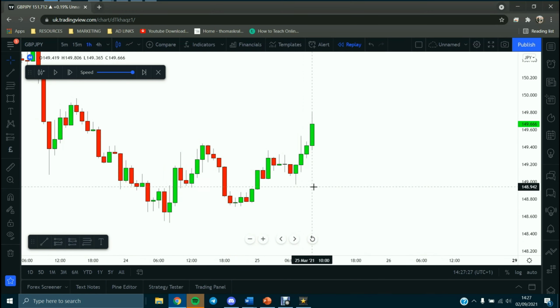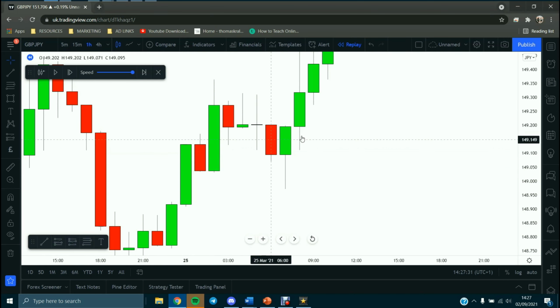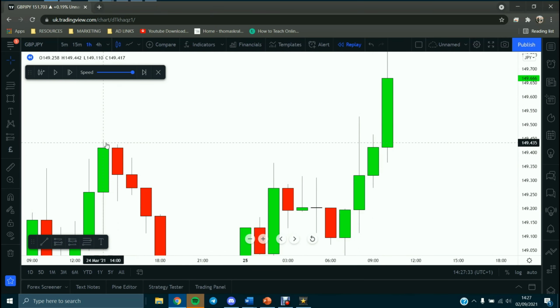If I zoom in on this area here, you can see this last down candle here, which actually caused a move out to break this high. So we had a breaker structure at this point here.